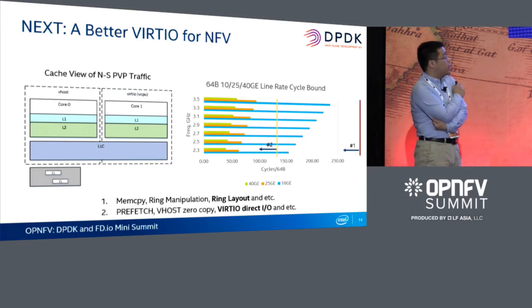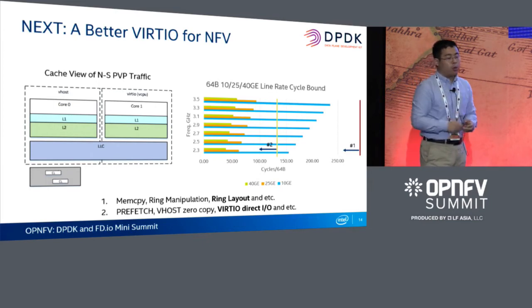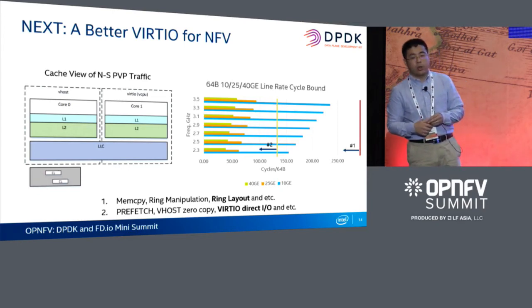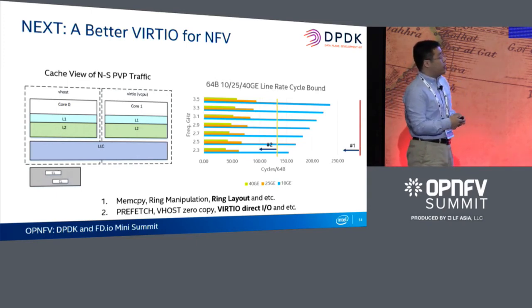And there's another line, which is the yellow. What that is? That is the cycle spent for core to core access. So if you have a cache line in core zero, and you are going to write it on core one, that's the overhead. So the overhead actually is more than 100 cycles. So that is part of the number one cost.